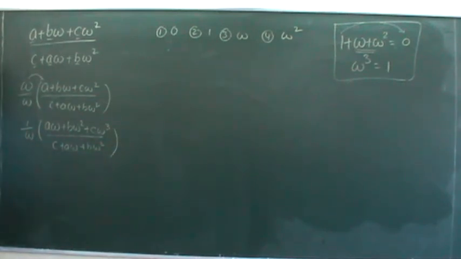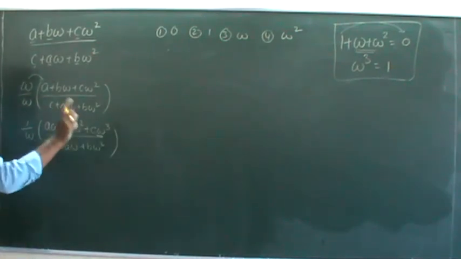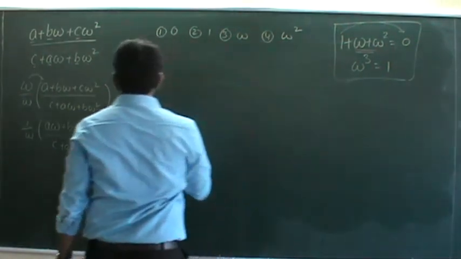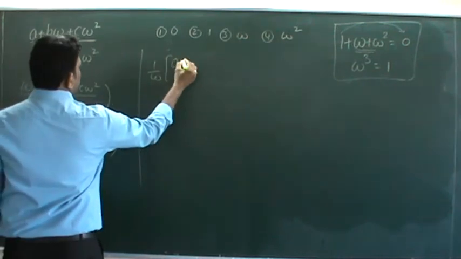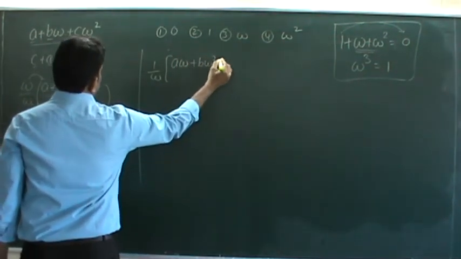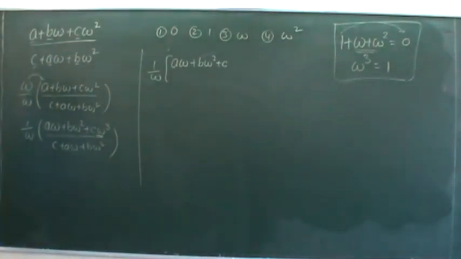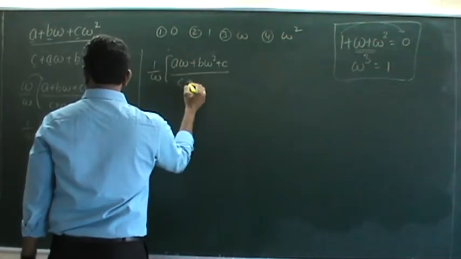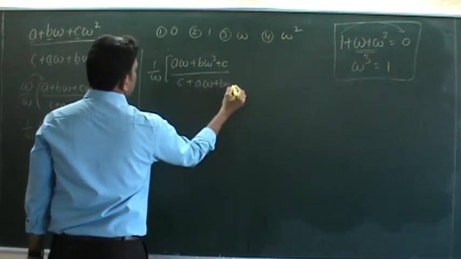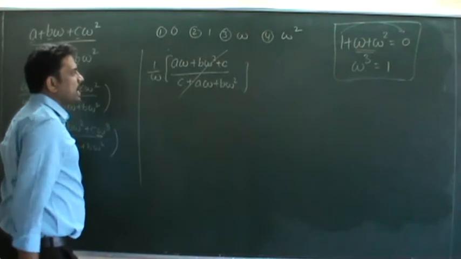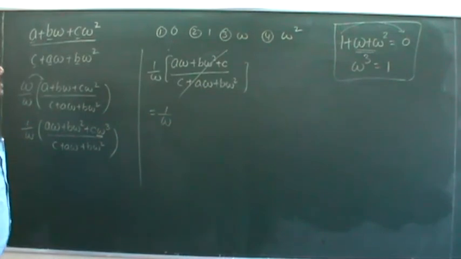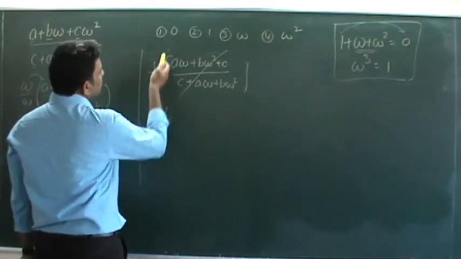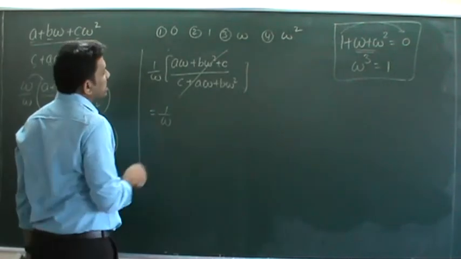But here, my dear children, we know the omega cube value. What is the omega cube value? Omega cube value is 1. So if you put that there, we write (aω plus bω² plus c) times 1 by omega. The denominator can also be written as c plus aω plus bω². Notice both are the same. So what is the answer? 1 by omega. But you see the options: there is no 1 by omega in the options.